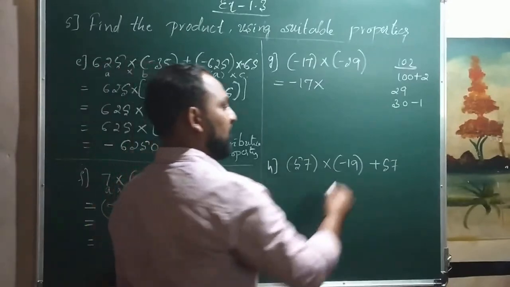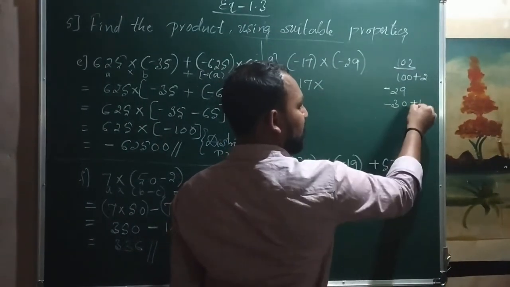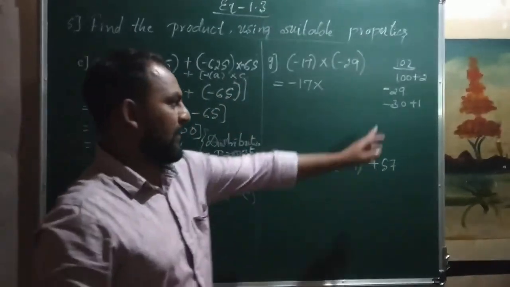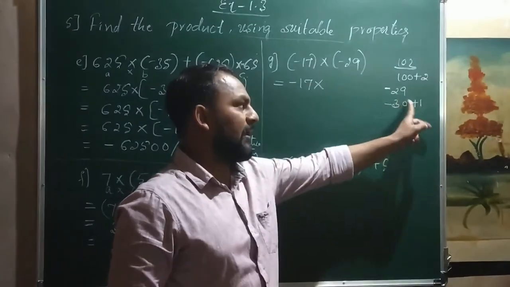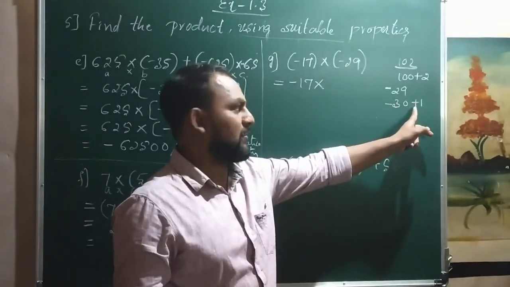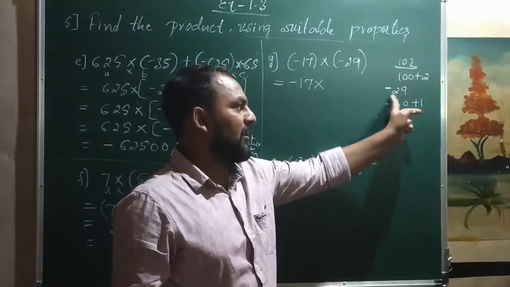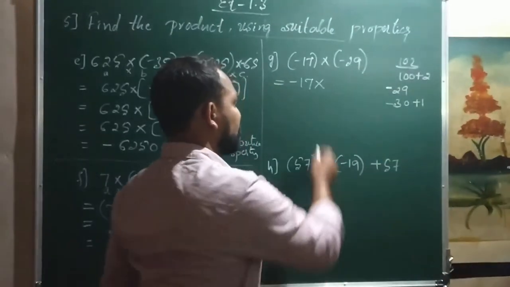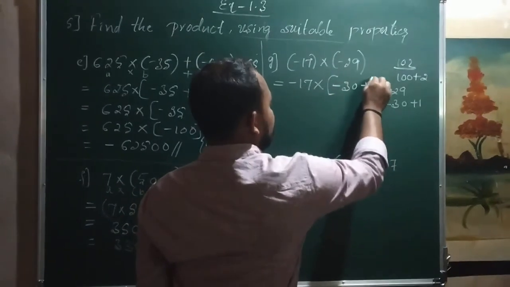Then here the minus sign. Minus 29. Here it is minus 30 plus 1. Minus 30 plus 1 is minus 29. Here the sum of a negative and a positive integer, the operation is a subtraction. 30 minus 1 is 29. Here the bigger value sign is minus. So 29 is nothing but minus 30 plus 1.